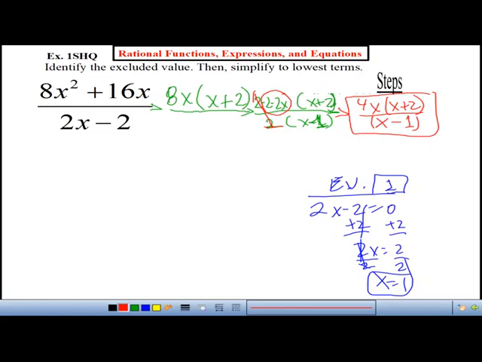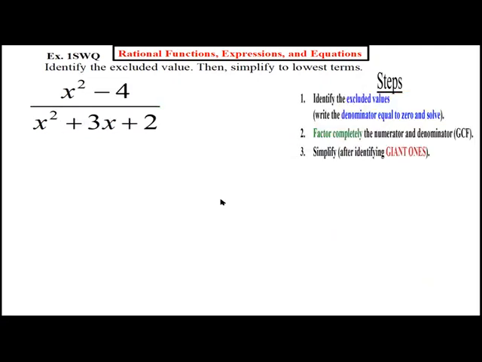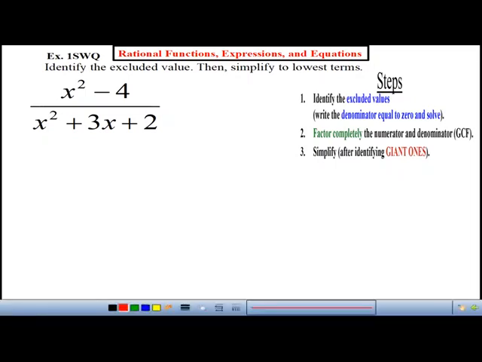Now the last kind is this next one, and this is where I'm gonna stop. x squared minus 4 over x squared plus 3x plus 2. As you copy it, I'm gonna go over this example because we're running out of time.